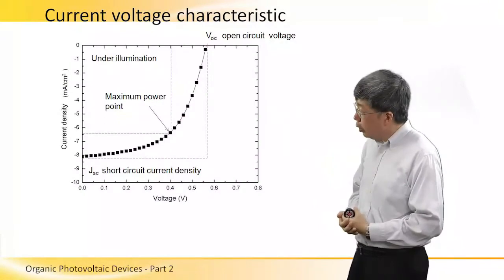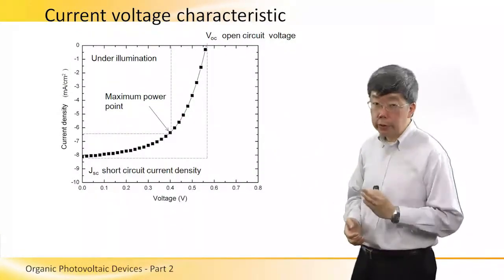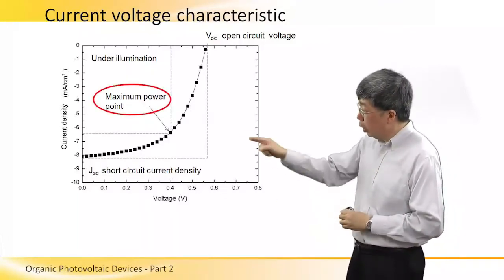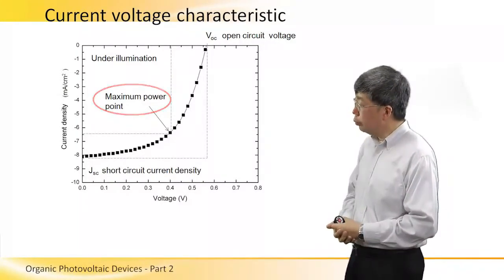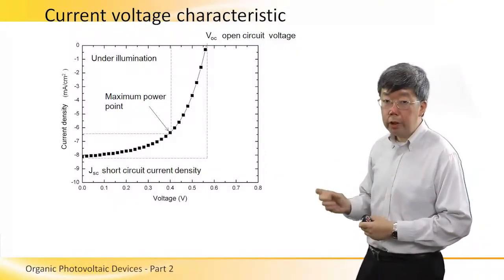In between the VOC and the JSC, there is a third important point, and this one is called the maximum power point, or the MPP.